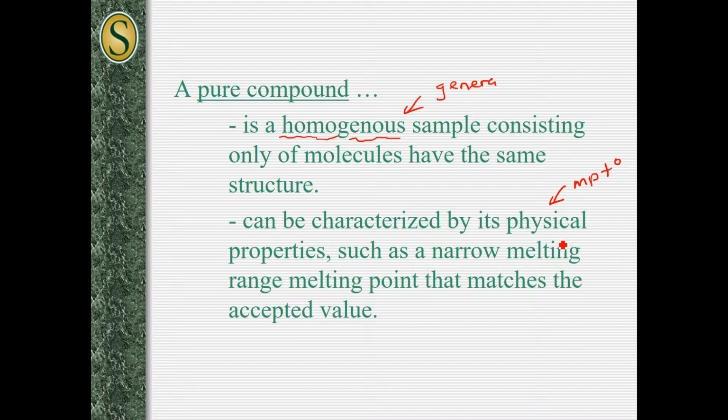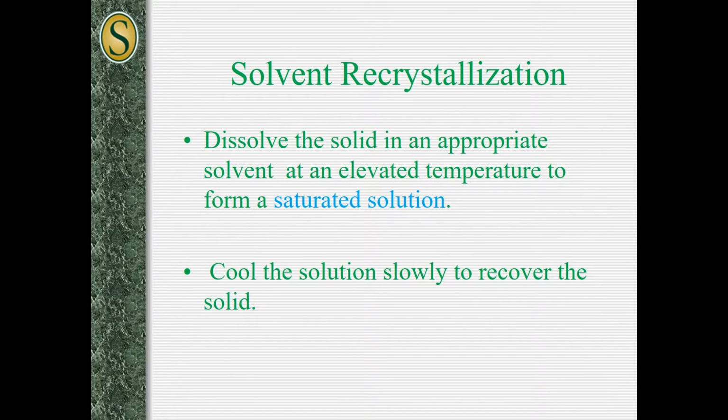So a narrow melting point is a characteristic of a pure compound. If the range is widened, then it means the compound is impure.